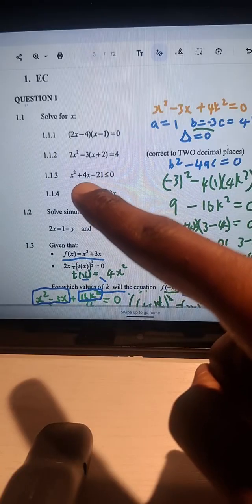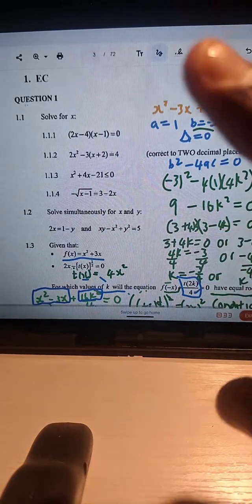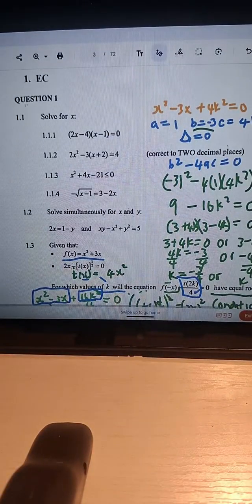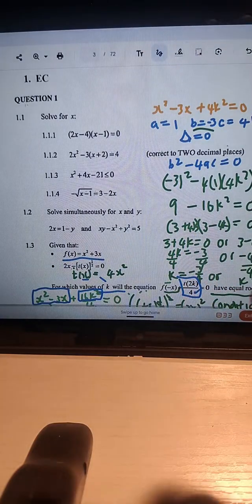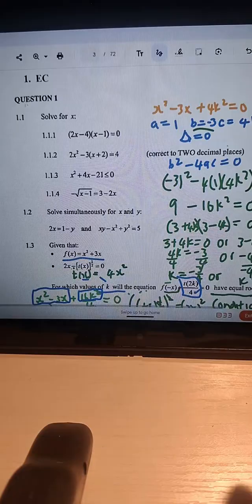Then 1.1.3 inequality, please guys. Standard form. This inequality is in standard form. You factorize after that. After factorizing, you write down the critical values. After writing down the critical values, your graphical representation of the critical values in a sketch, please guys. And then after that, as a finishing touch, write the answer of the inequality.